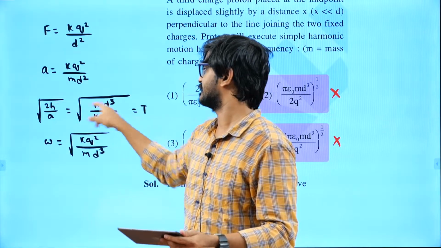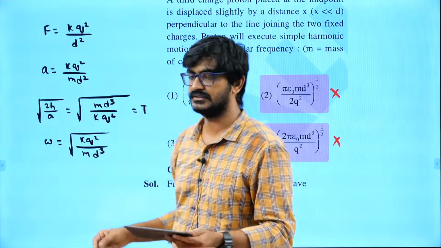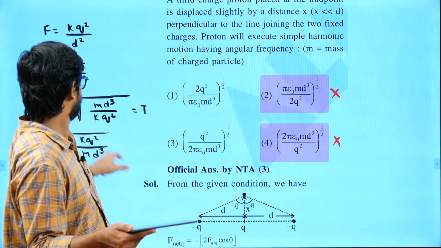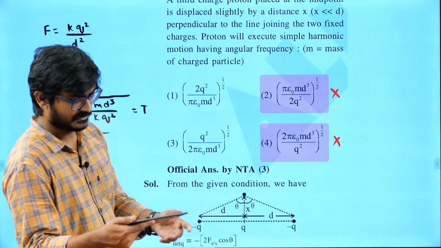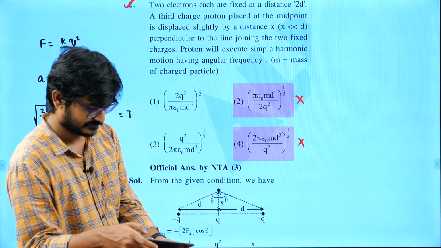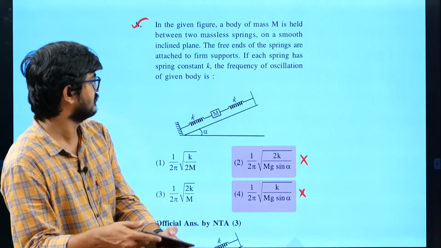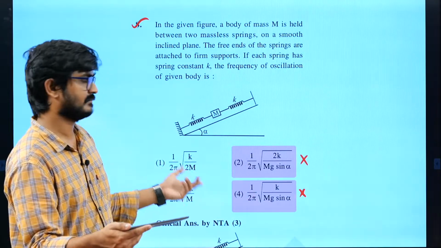So this will be the dimensions of time, but what I need is dimensions of 1 by t, which is inverse of this. So from there I can see option 2 and 4 is going to be wrong. Option 2 and 4 is going to be wrong. Only one of 1 and 3 must be right. Again, this question also you can directly see by dimensional analysis you can eliminate these two. So out of these two, one must be right.